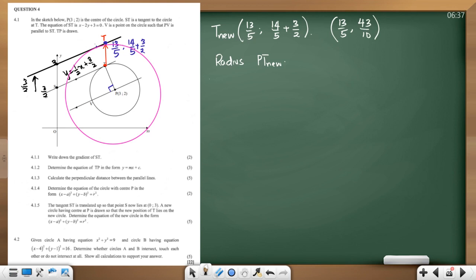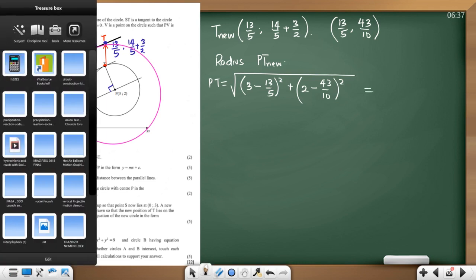Okay, lovely. Now, PT, therefore, we need to find that new radius. Distance, x2 minus x1. Okay, remember we're using (3, 2) as our P. So it's 3 minus 13 over 5, squared, plus, what is our y value? 2 minus 43 over 10, all squared. And what will my answer be? That's my new radius. Let's quickly get an answer there.